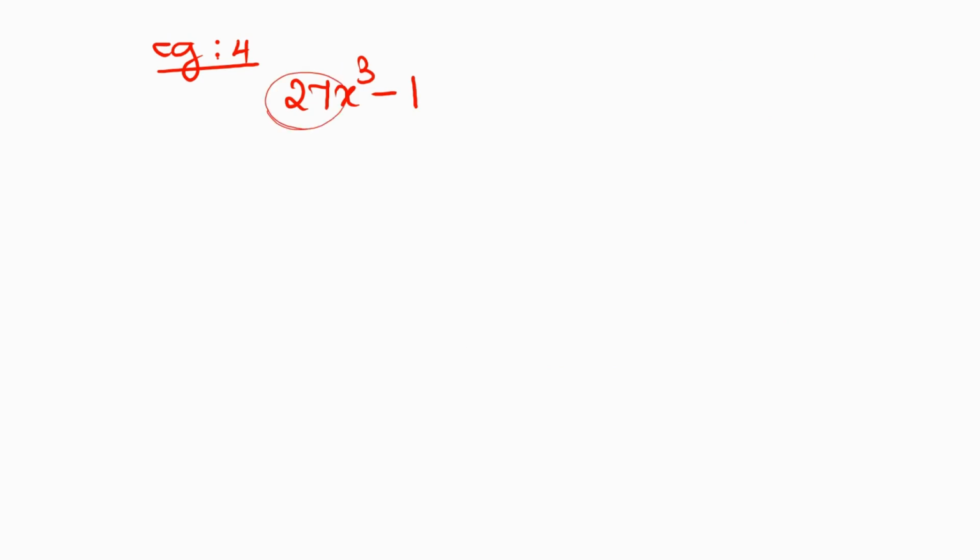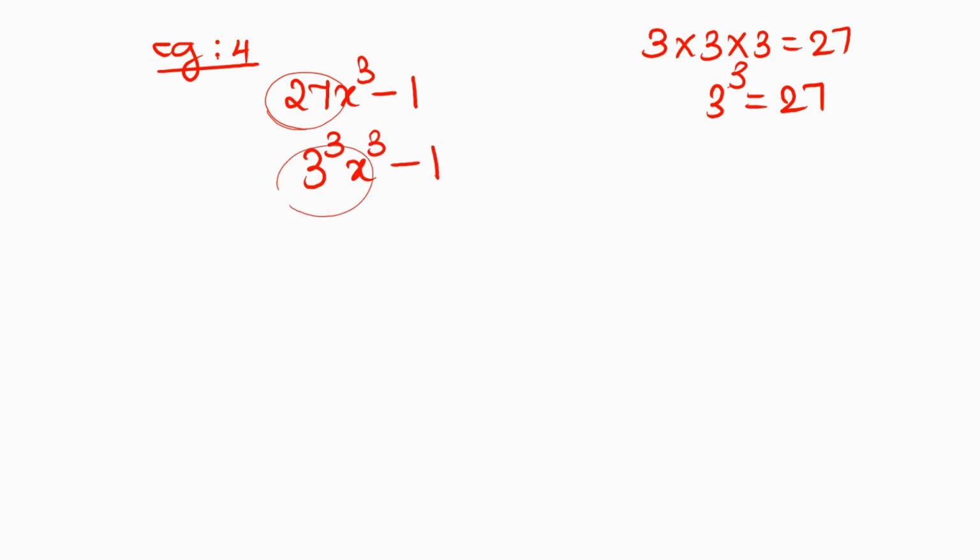Example number 4, 27 x cube minus 1. Now since I have a cube term, check whether the coefficient can be written in the cube form. 27 can be written as 3 into 3 into 3, so 3 cube. 3 cube into x cube minus 1. So I can take the cube commonly outside. So (3x) the whole cube minus 1 can be written as 1 cube.